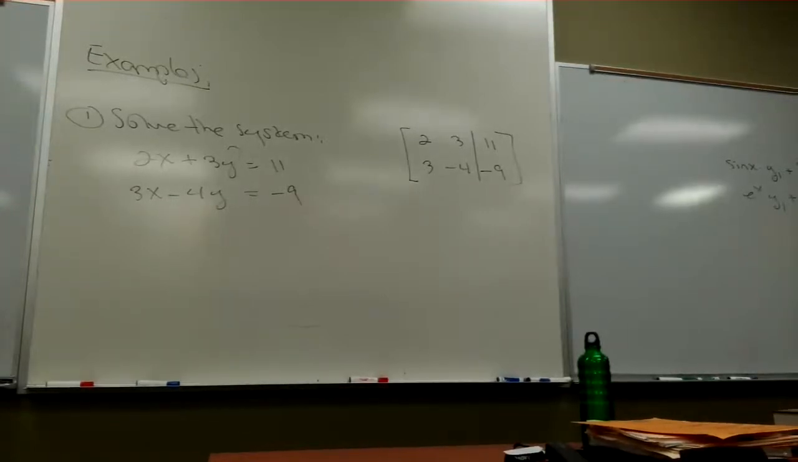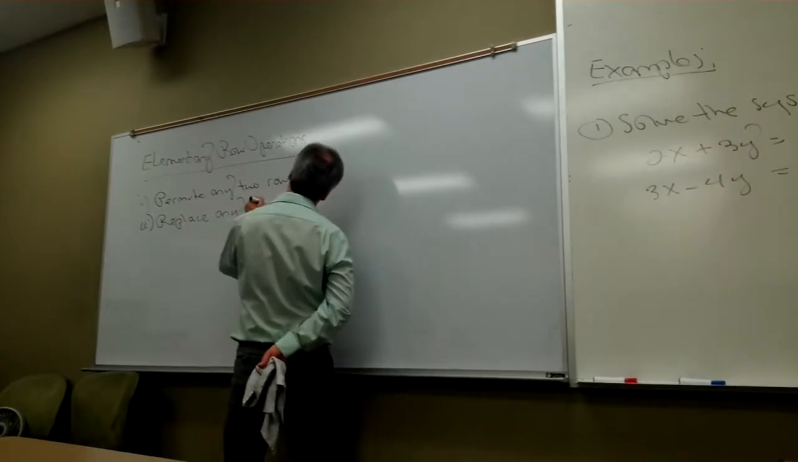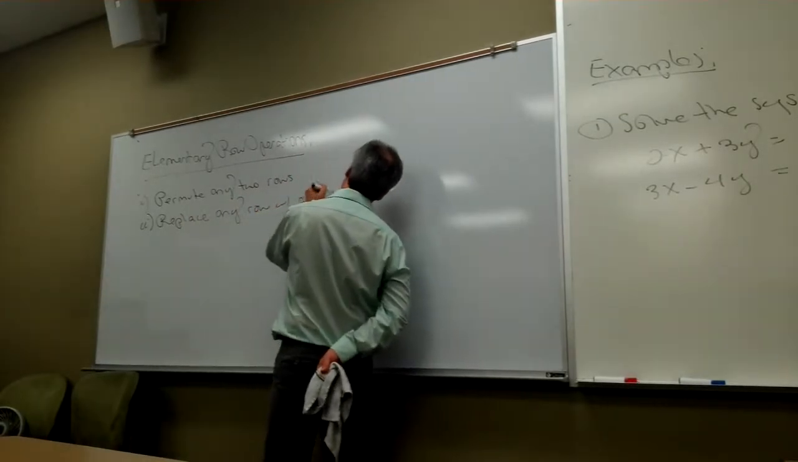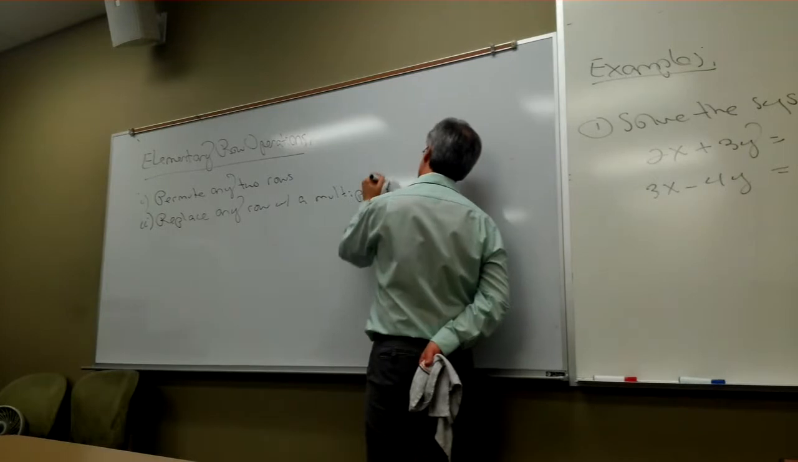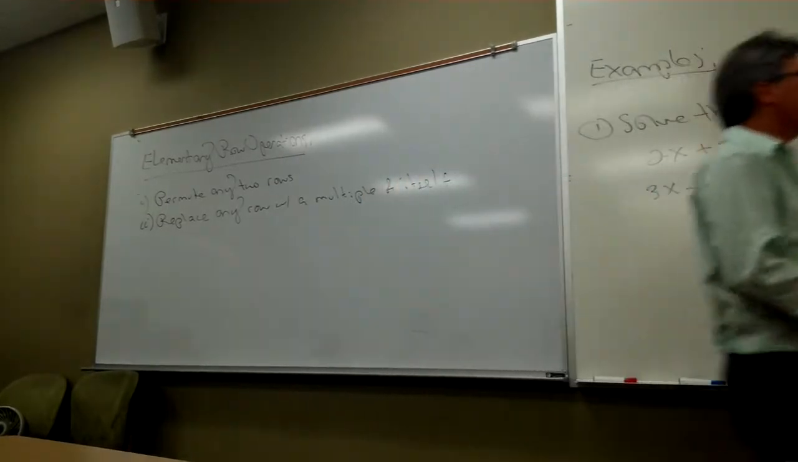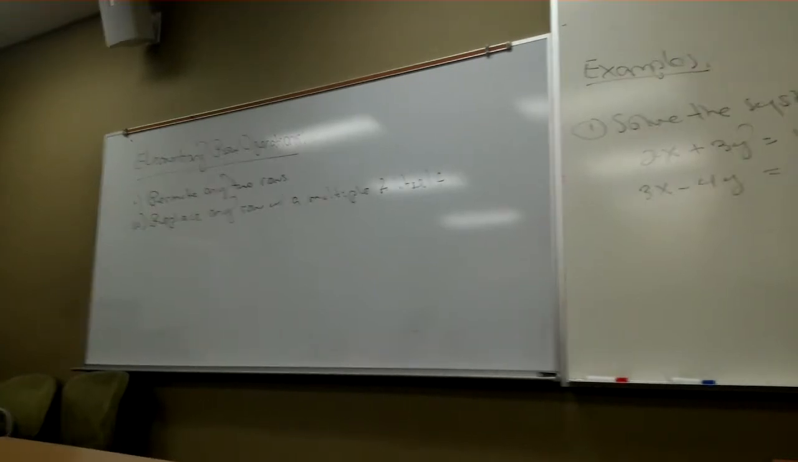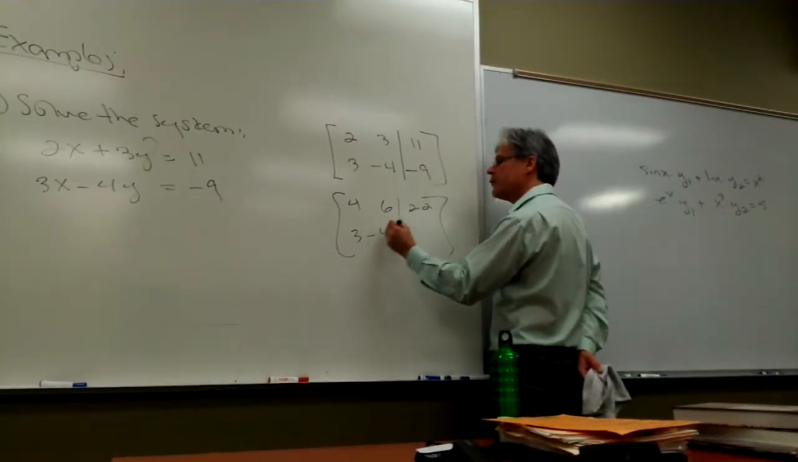I can replace any row with a multiple of itself. In other words, you guys, what I'm really suggesting is this. I can rewrite this augmented matrix as 4, 6, 22, 3, negative 4, negative 9.